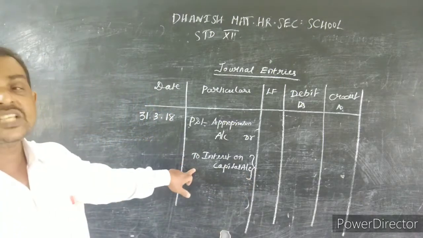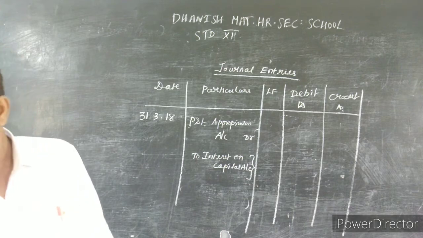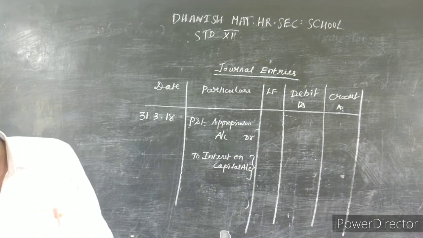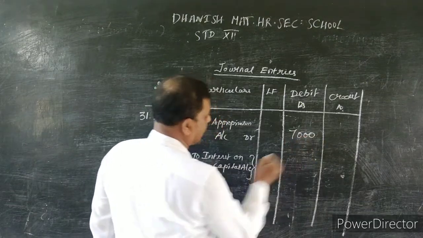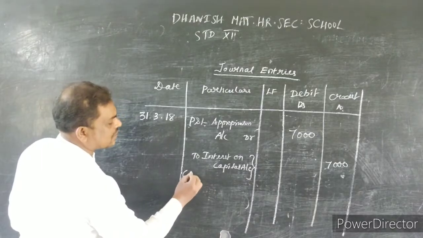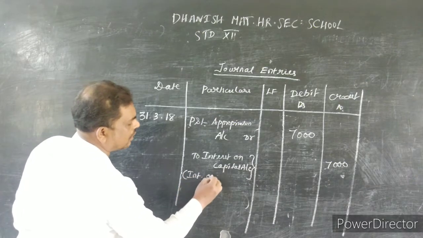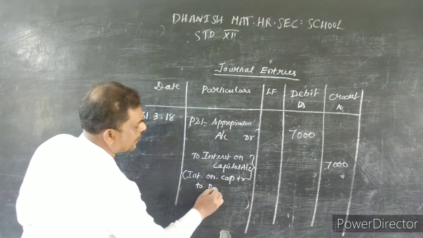Okay. So this interest on capital will be transferred to profit and loss appropriation account. What is the total amount of interest on capital for both the partners? Rupees 7,000. So in credit also say 7,000 rupees. That's all. The narration is interest on capital transferred to P and L.